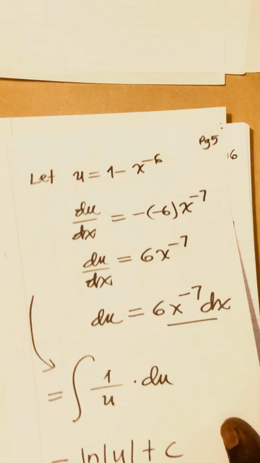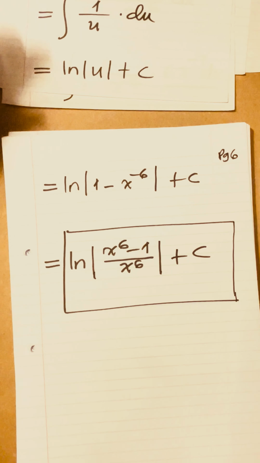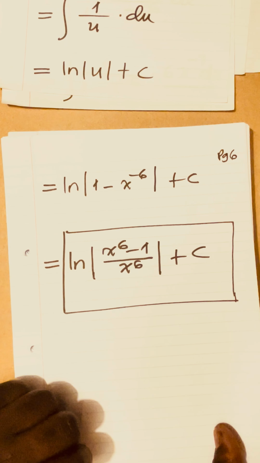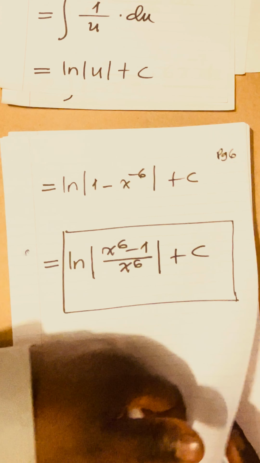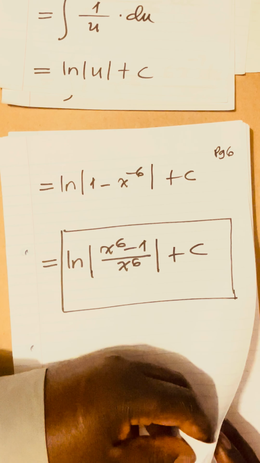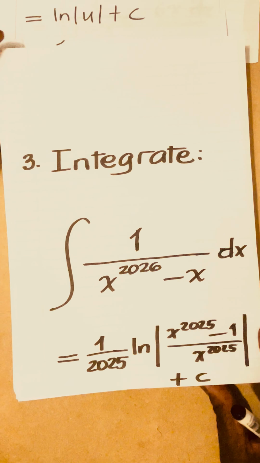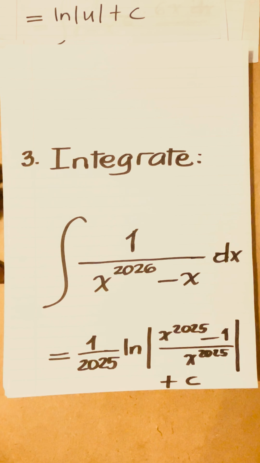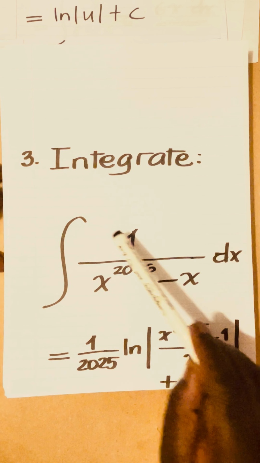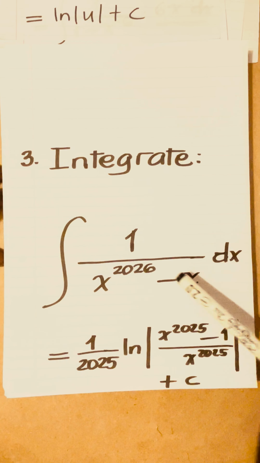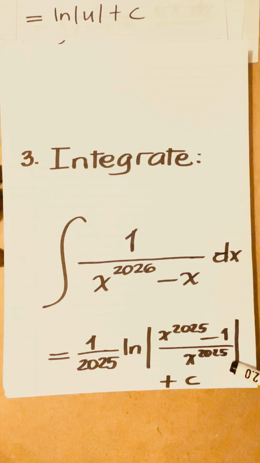I hope this was useful. And I want to leave you with this question here that I want you to attempt. Check this one out, a kind of generalization of some sort. I said the integral of 1 over x to the power 2026 minus x dx evaluates to this one. I want you to check if this is correct and tell me what you think about it.